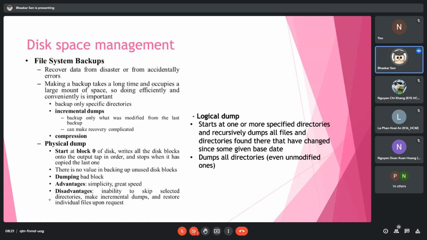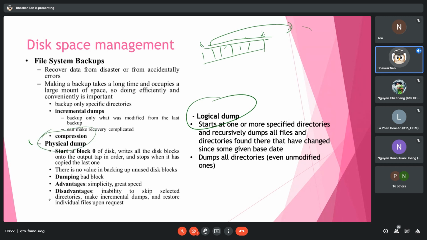Backup is important. Physical dump literally means every time you want to take a backup, you copy everything, including the free blocks. Everything, right? Start from zero and to the end. Okay. Everything will be copied every time. But that's a kind of a wastage of time, because what's the point of updating everything or backing up everything that hasn't been updated recent times? So we go for logical dump, physical dump and logical dump.